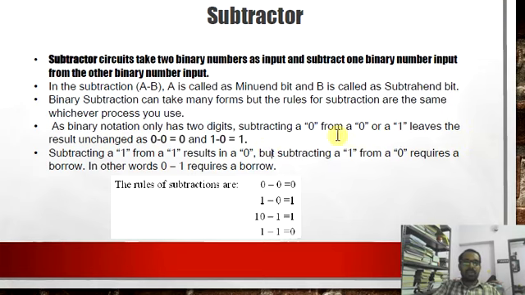That is, if you are subtracting 0 from 0, the output will be 0. Sorry, if you are subtracting 1 from 1, the output will be 0, and if you are subtracting 0 from 1, the output will be 1. So subtracting 0 from 0, the output will be 0, and if you are subtracting 0 from 1, the output will be 1, as you see here.